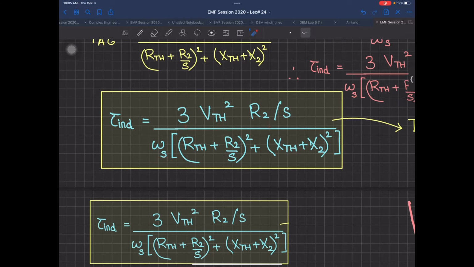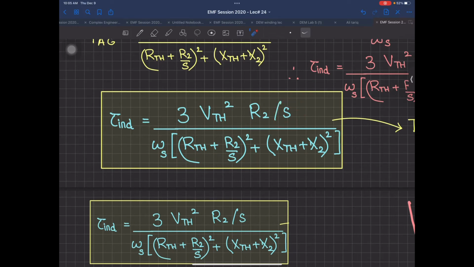Now, in this whole equation, if you are working on one machine, you will have only one variable, that is the S. If your supply is constant, V Thevenin is also constant. The supply is not changing, so V Thevenin will not change. What is omega s dependent on? It is dependent on ns. What is ns dependent on? 120 f by P. So every term in this whole equation is constant if you are working on one particular machine. The only thing that is changing is S.